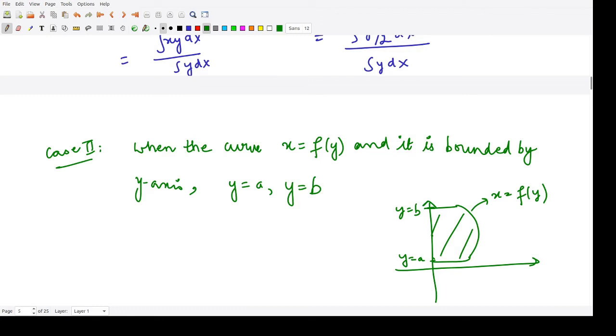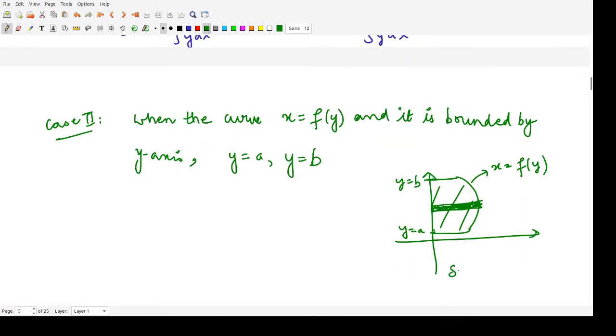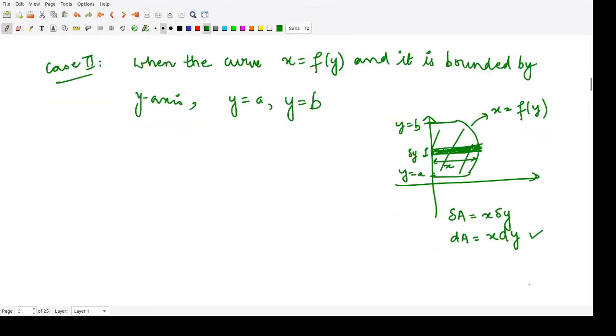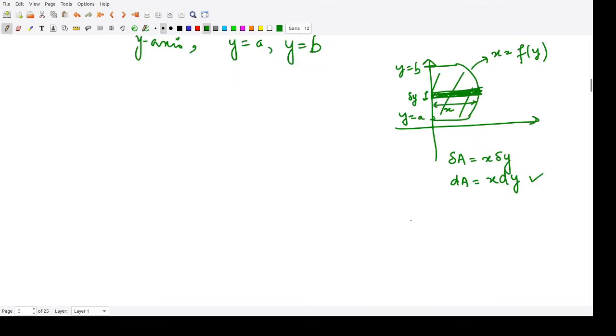Now we can take a very small portion of this area, a very small strip over here. For this strip, what would be the area? The area for this strip would be this side multiplied by this side. What is this side? Small increment in y. What is this side? This is x. So we have x into delta y. So corresponding dA would be x dy. This is a very thin strip.